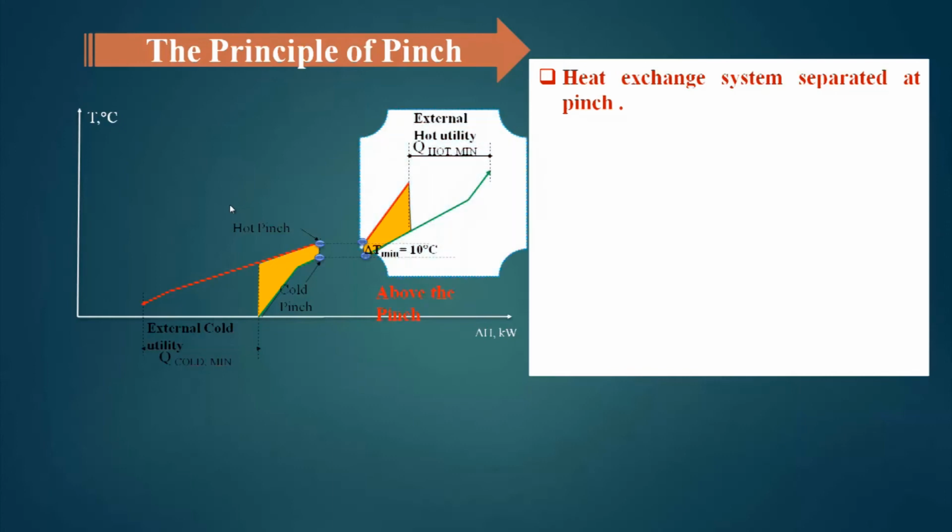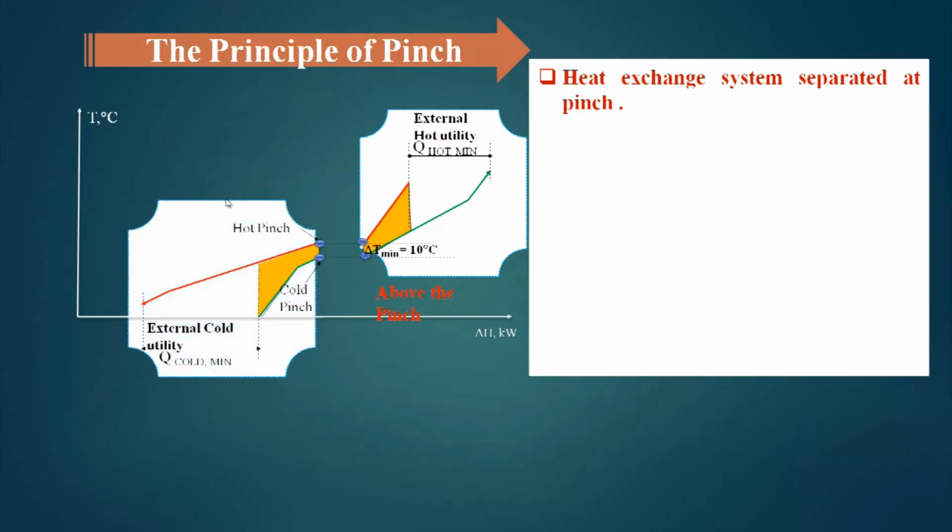Now, the upper part is called the above pinch area and the lower part is called the below pinch area. In the above pinch area, external hot utility is required, and in the below pinch area, external cold utility is required.